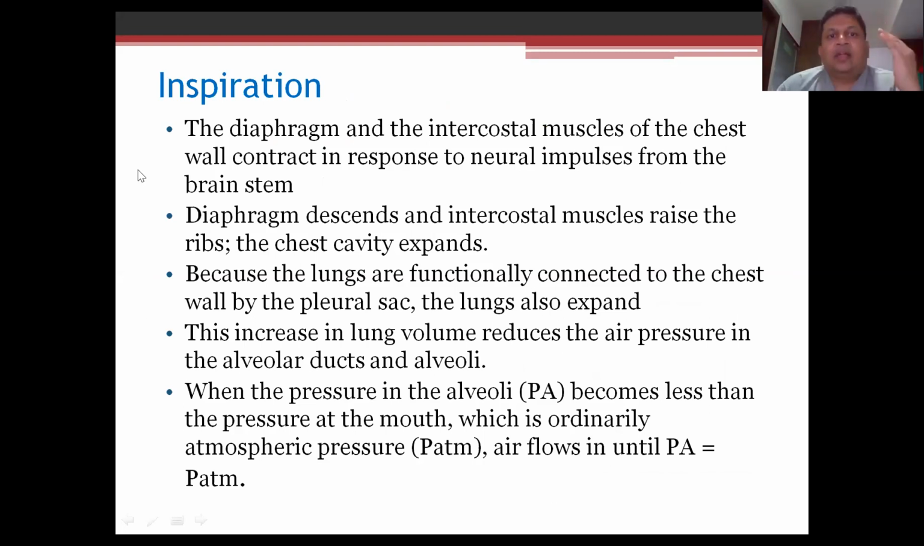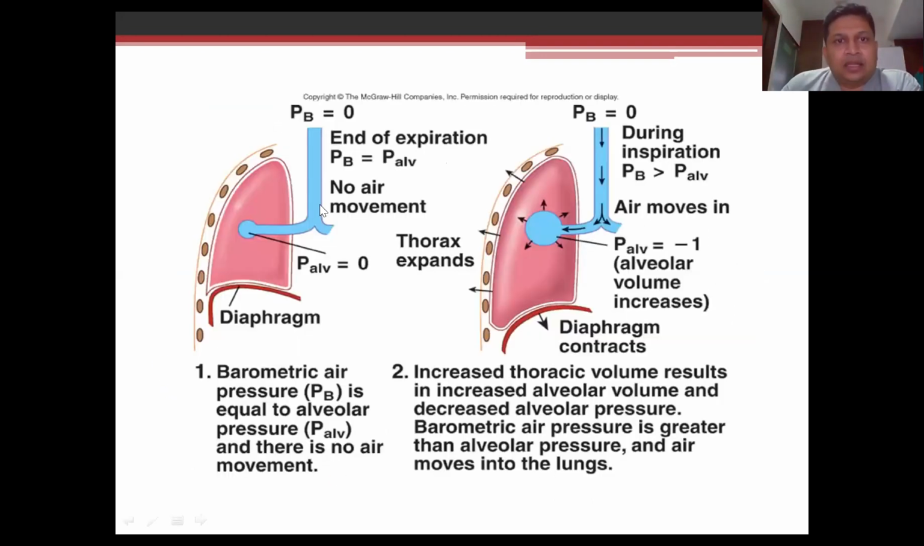So inspiration, a commonly known thing: the diaphragm and intercostal muscles of the chest will contract in response to the neural impulse from the brainstem. So the diaphragm descends and the intercostal muscles raise the ribs. So the chest cavity expands. And because the lungs are functionally connected to the chest wall by the pleural sac, the lungs also expand. This will decrease the pressure inside the alveolar ducts and alveoli. So there is a pressure gradient. When the pressure in the alveoli, PA, becomes less than the pressure in the mouth, there is a flow of air. This is a simple thing.